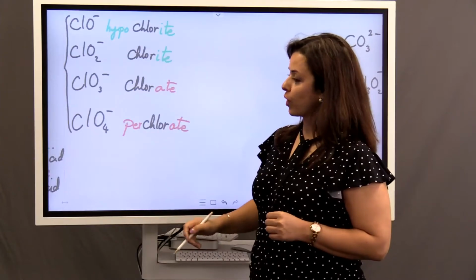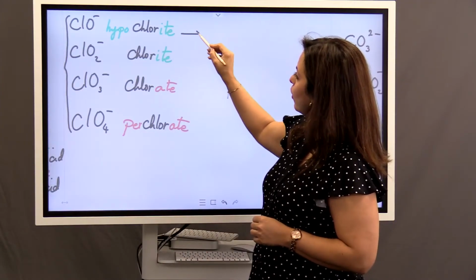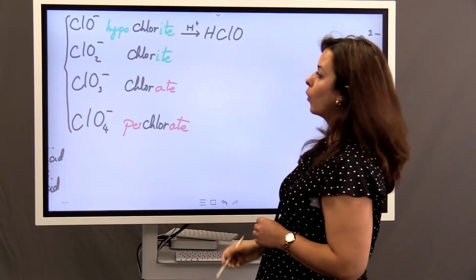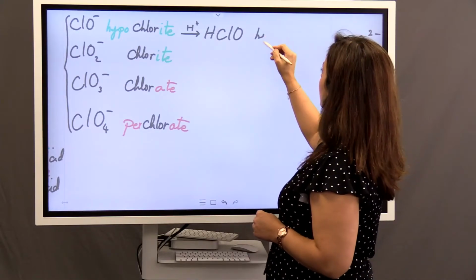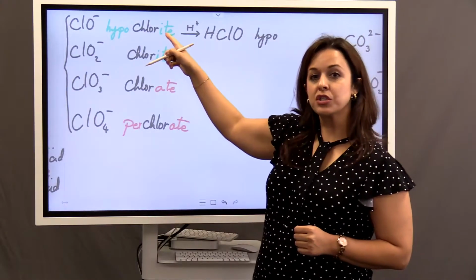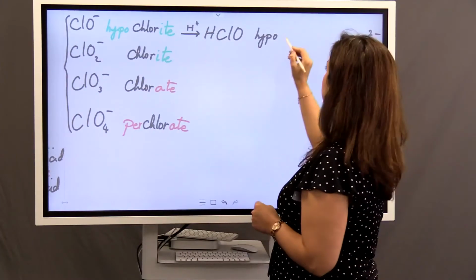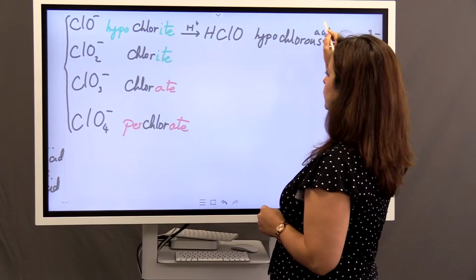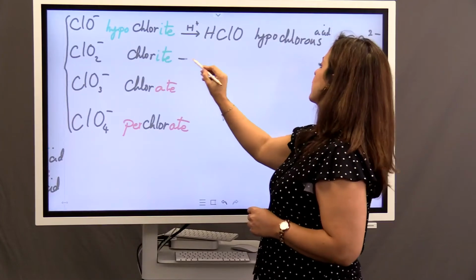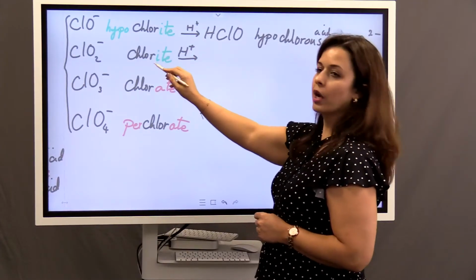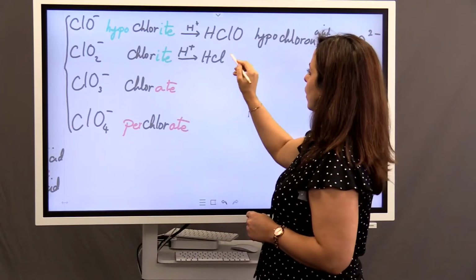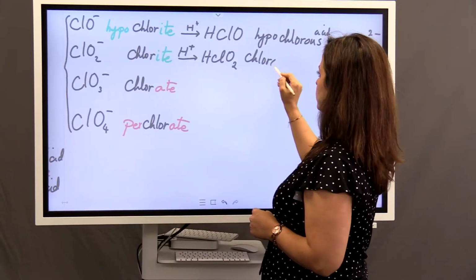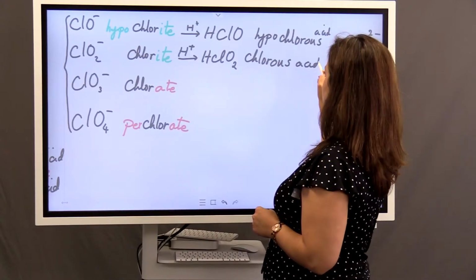So for hypochlorite, you keep the hypo. The formula for the acid is HClO. So you will keep the hypo. ITE changes to what in the acids? OUS, hypochlorous acid, right? The second one, ITE, just change it to OUS, without the hypo, of course. It's called chlorous acid, right?